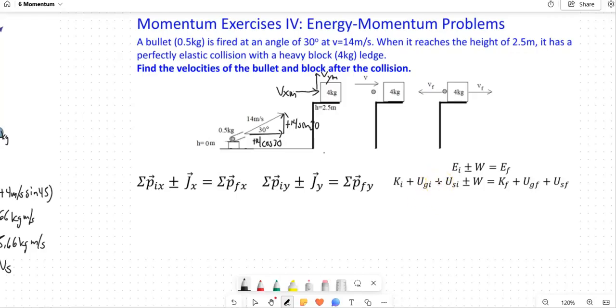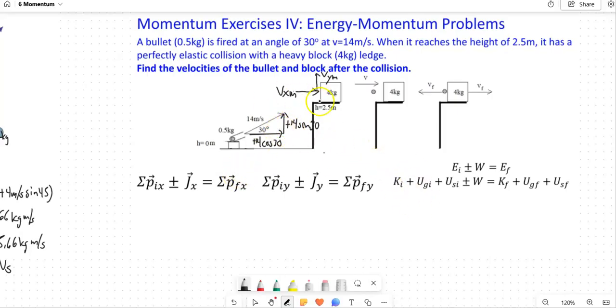This is a projectile motion problem. As we know, the velocity in the x direction for the middle part has to be equal to positive 14 cosine of 30. We just need to figure out whether it has a velocity in the y direction when it gets to this maximum height, because if it does, it's actually going to be traveling upward like this when it hits. So let's use energy to figure out the y components.